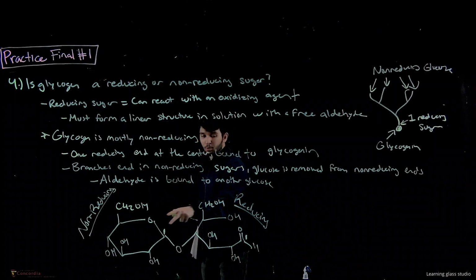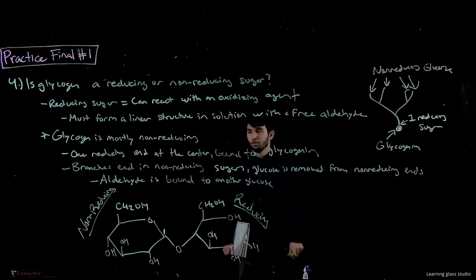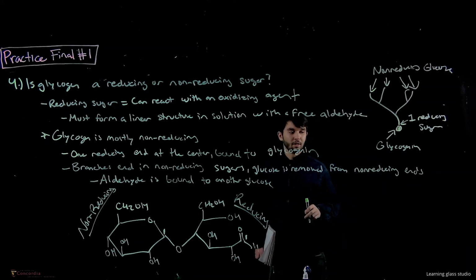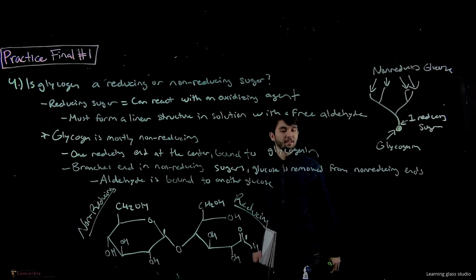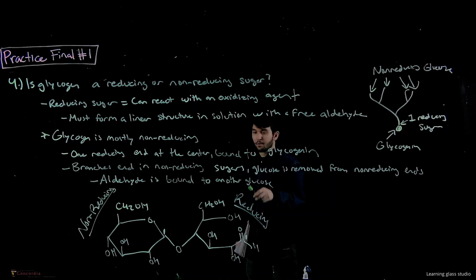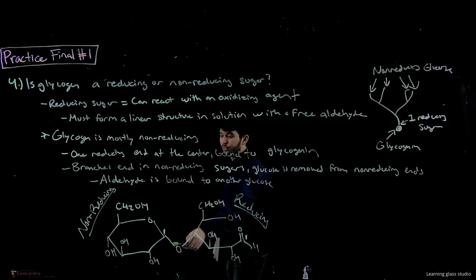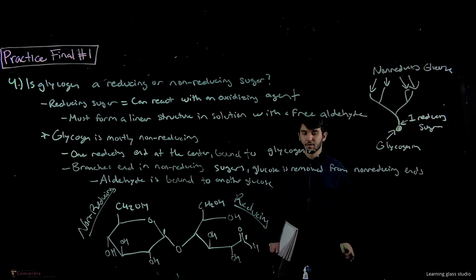However, the reducing end are not exposed. They are bound to glucose, which makes them less reactive, okay? So the branches end in non-reducing sugars. The only reducing sugar is at the very center of glycogen, bound to glycogenin, and then glucose is removed from the non-reducing ends, which are at the ends of these branches, okay? And that is because on these non-reducing ends, their aldehyde, their carbon 1, is bound to another glucose, so it's not available to react, all right?